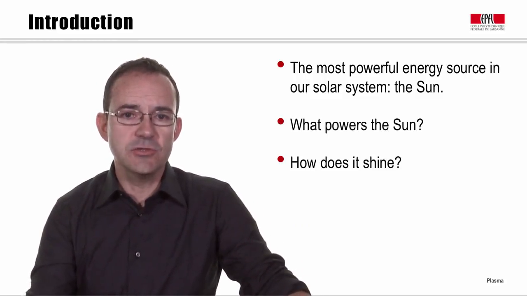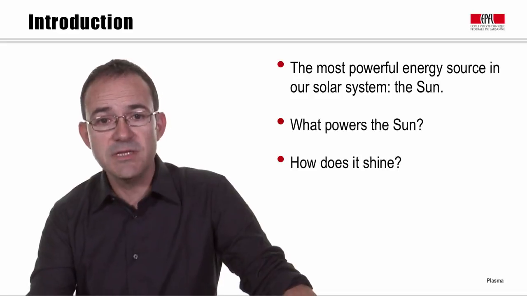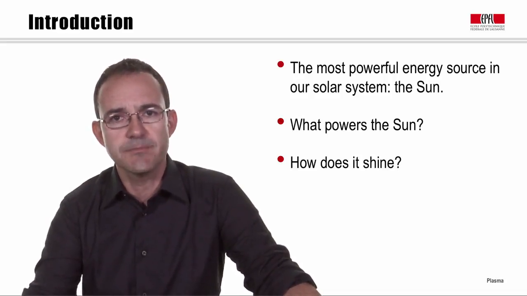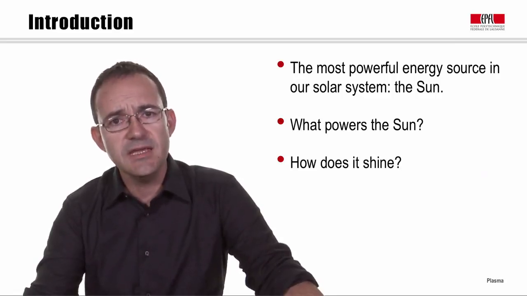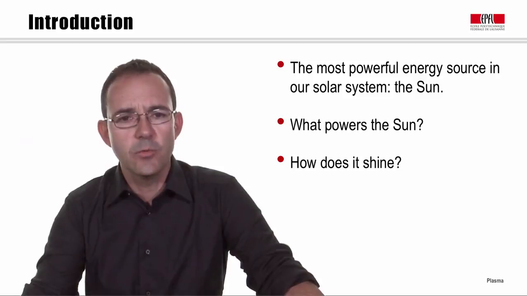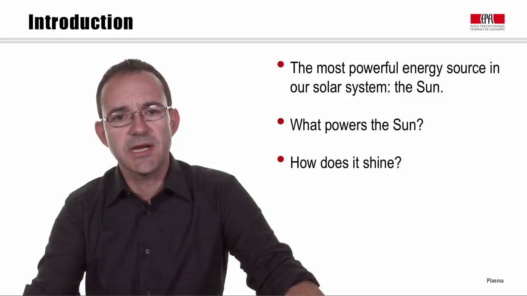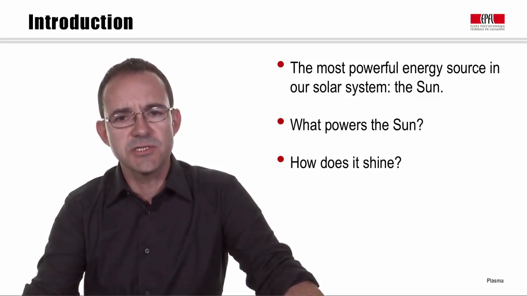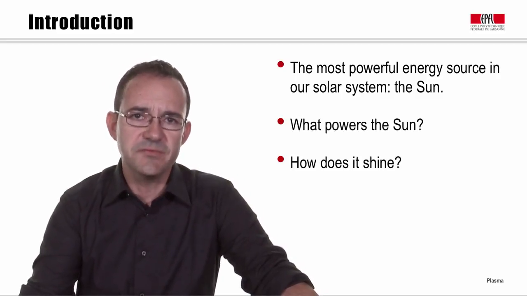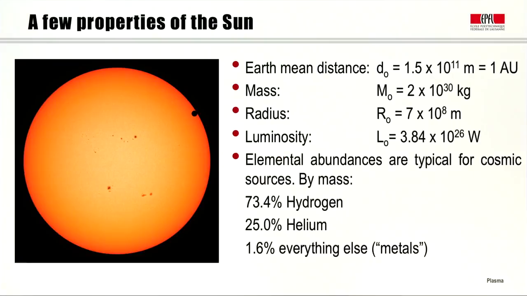In this first module on plasma astrophysics, we will deal with the most powerful source of energy in our solar system, the Sun. Today, we will answer some fundamental questions about our Sun. What powers the Sun? How does it shine? We will address this question in a simplified way by using the fundamental tools of plasma physics that you have learned so far. Let me introduce first a few properties of the Sun.